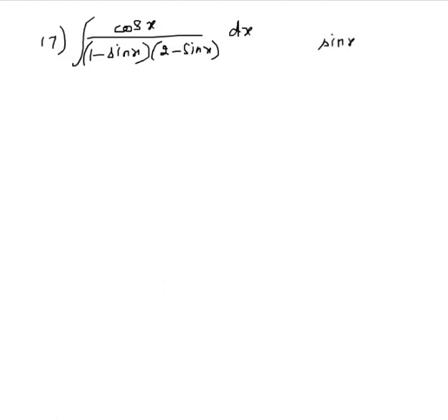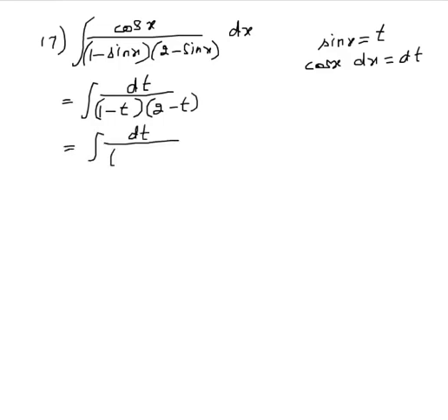Now question number 17. Integral cos x divided by (1 minus sin x) into (2 minus sin x) dx. We have sine function in the denominator and cos x dx in the numerator. So let us substitute sin x as t, because differentiation will become cos x dx, which is dt. The numerator becomes dt. The denominator is (1 minus t) multiplied by (2 minus t).